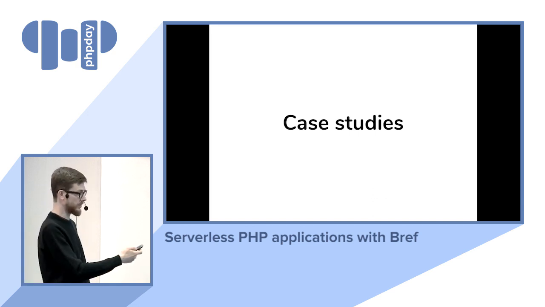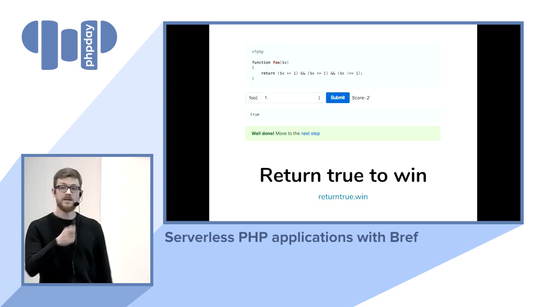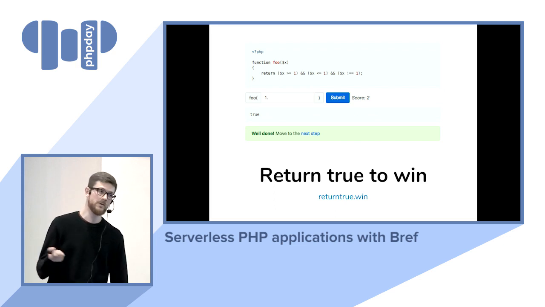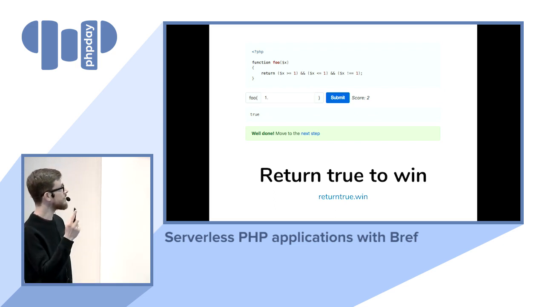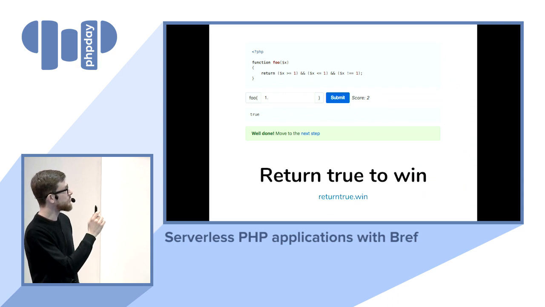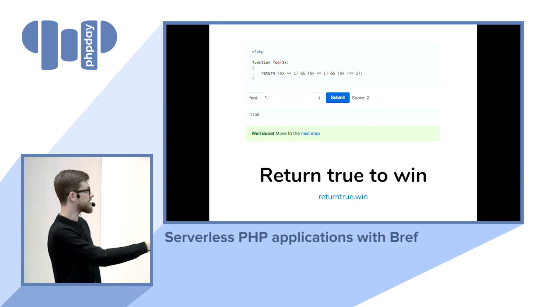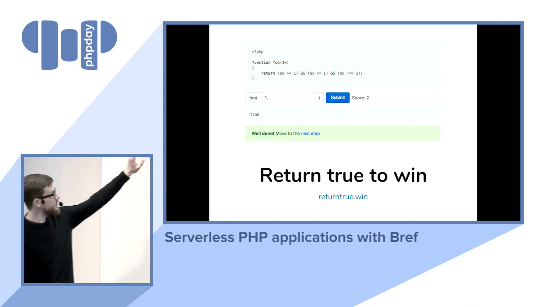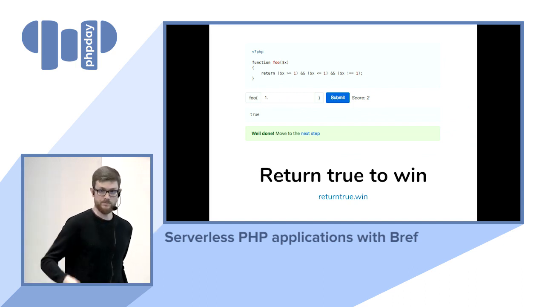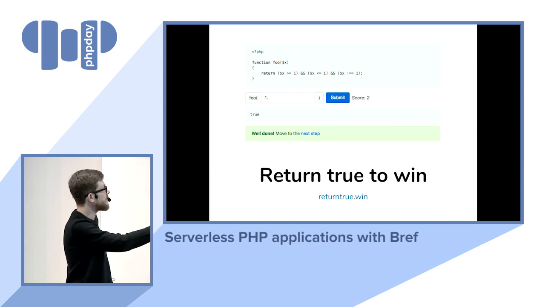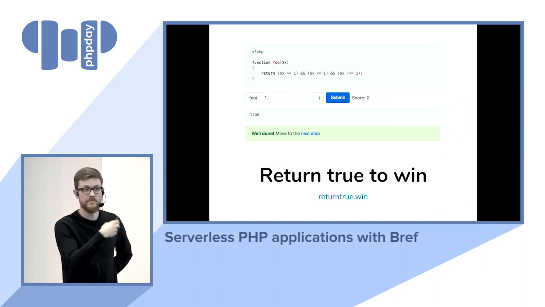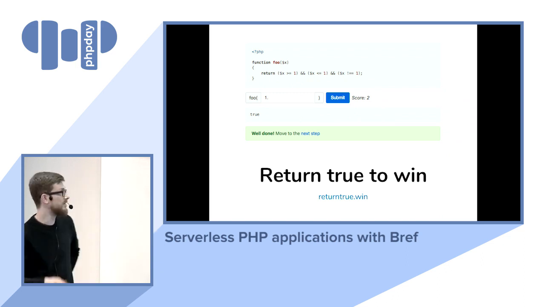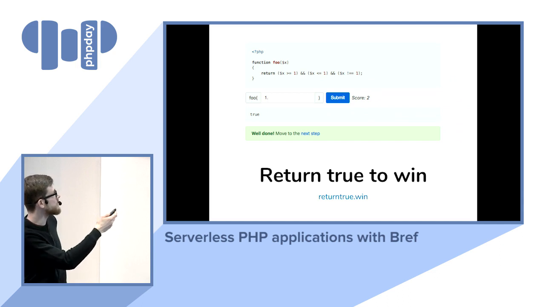The first one is a small one. It's the first thing I did with Amazon Lambda. It was maybe 2 years ago. I wanted to create a website called Return True to Win, where you have a piece of PHP code and you have to make it return true. So you have to pass a parameter here so that the function will evaluate to true. So that's a bit of a game for us PHP developers.